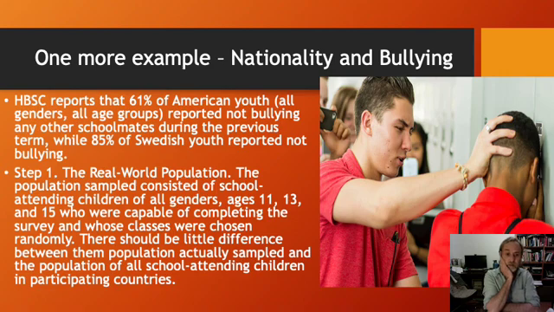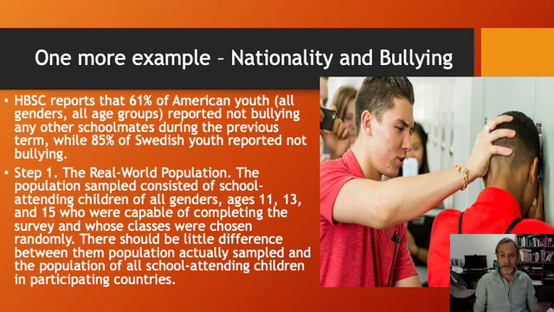So, how many American youth don't bully, and how many Swedish youth don't bully? So, what's the real world population here? Well, it's the same as the previous time. It's just all these school-age children, ages 11, 13, and 15 in these 28 countries.